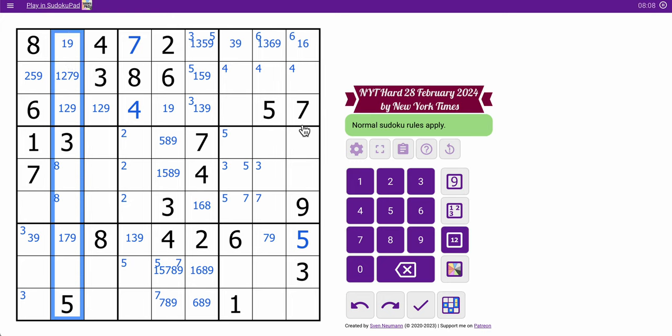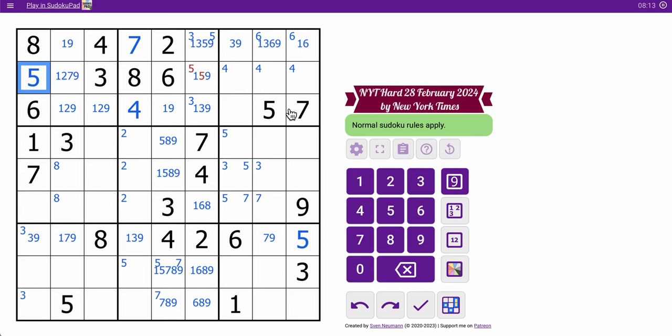So this 5 looks up. This 5 looks in. Where does 5 go in box 1? It only goes there. So this is not 5. That's a 5. Therefore, that's a 3.